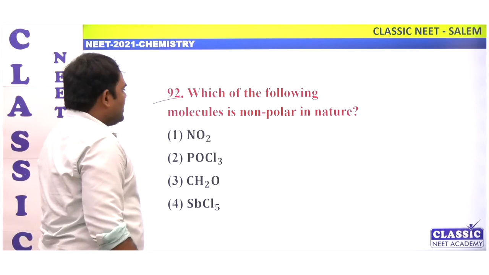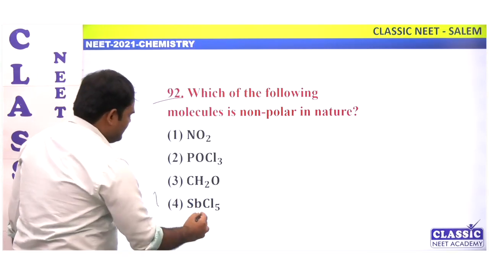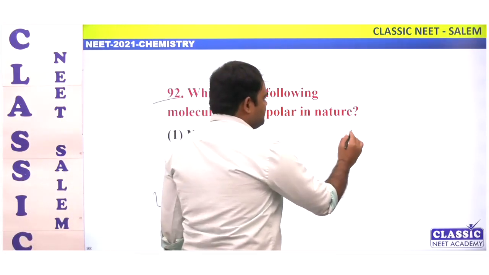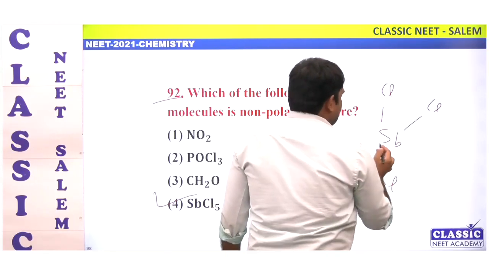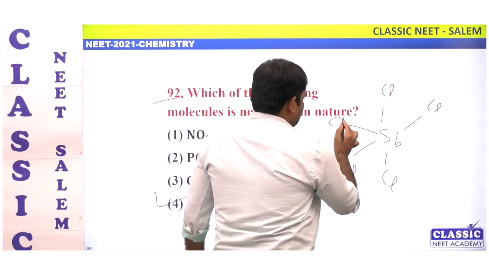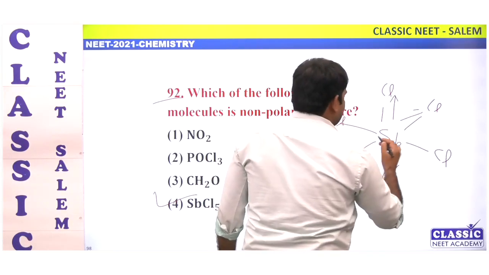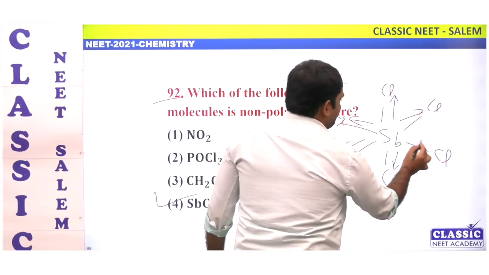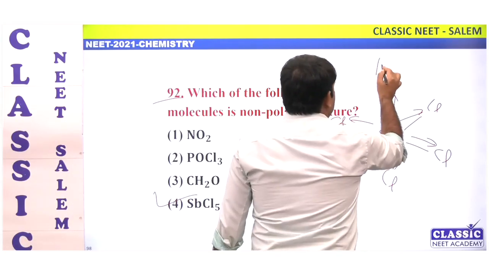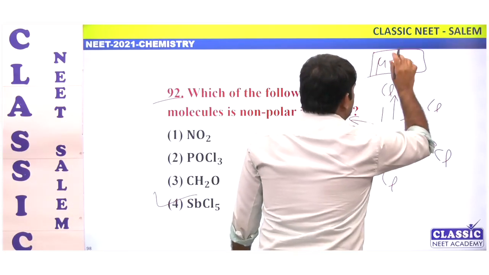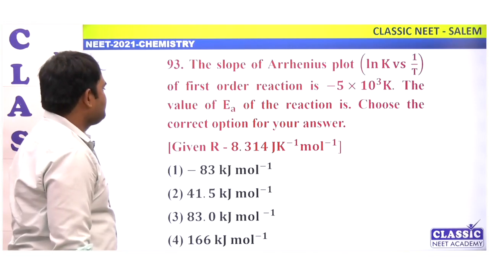Which of the following molecules is non-polar in nature? So beta, those are SbCl5. We can draw the structure for that. Cl, Cl, Cl, this one, this one. So look, both will cancel out. They will cancel out. They will also cancel out. So the resultant dipole moment for this molecule will come 0, because they all are going to cancel out each other. So the resultant will come 0.